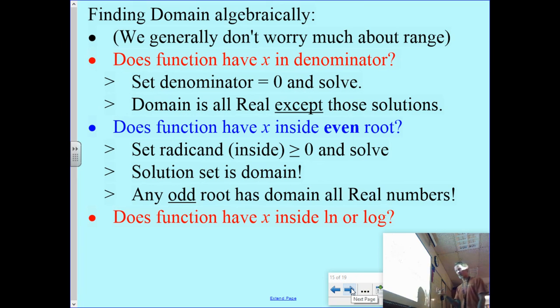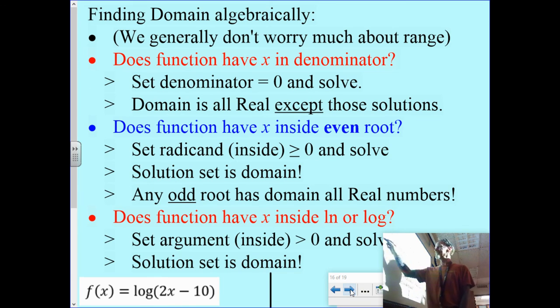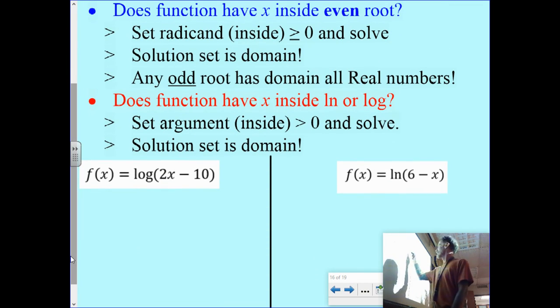The last one, similar to a radical function, is if you have a log function. Remember, this is ln or log, which kind of mean the same thing. If you remember that graph, it had an asymptote on the y-axis. So that means we set the inside, just like the radical. The inside is called the argument, and we set it greater than 0. Notice, just greater than, not greater than or equal to. Again, solve it, and you're done. The outside doesn't matter.